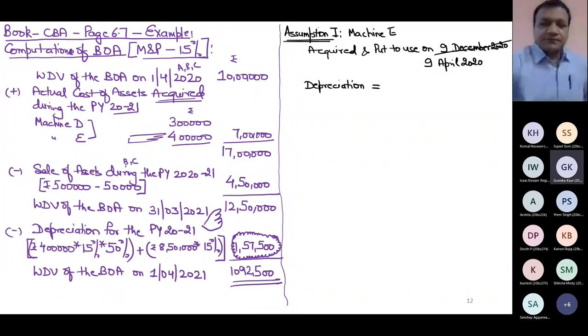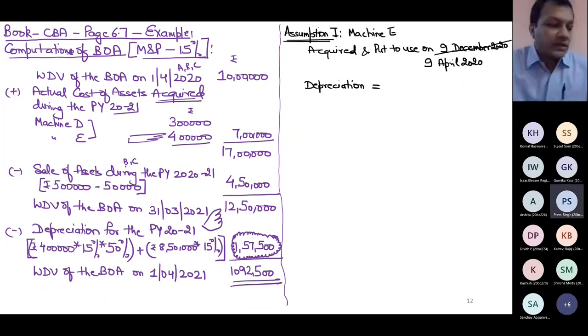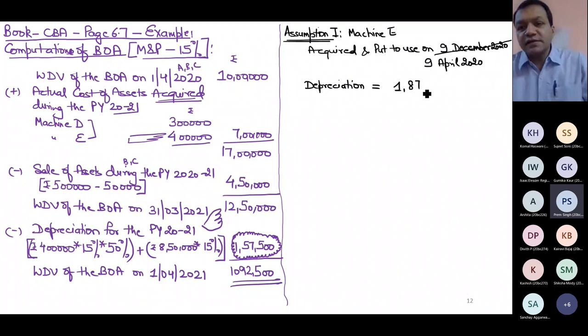Try to tell. So 15%. Answer, sir. 1,87,500. You tell me the amount. Answer 1 lakh 87,500. This is the correct answer.